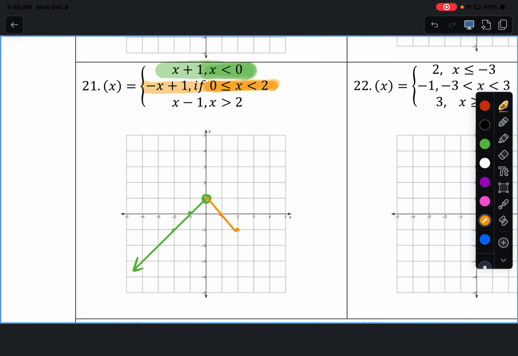At 0, will that be an open or closed circle? And at 2, is that open or closed? Never mind, it stops. Because it goes from 0 to 2. So x is literally just going to be between 0 and 2. We do our line and we continue it until it gets to 2 and then we stop.